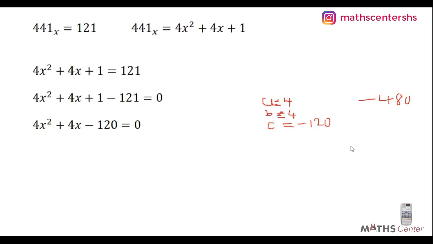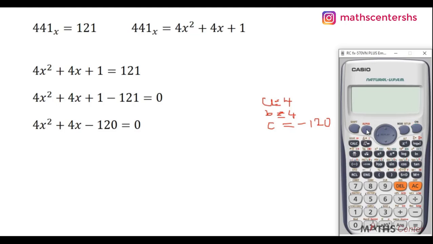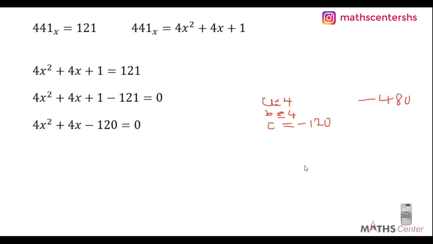If you want the other number, divide negative 480, which is A times C, by the first number, negative 20. So you have to clear your calculator now. If you divide negative 480 by negative 20, you are going to have 24, which means that the two numbers we are looking for are negative 20 and 24. Those are the two numbers that you will replace 4x with.